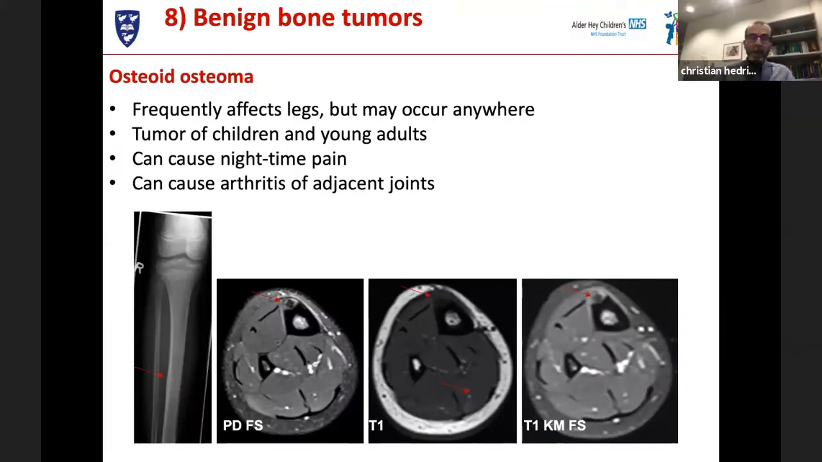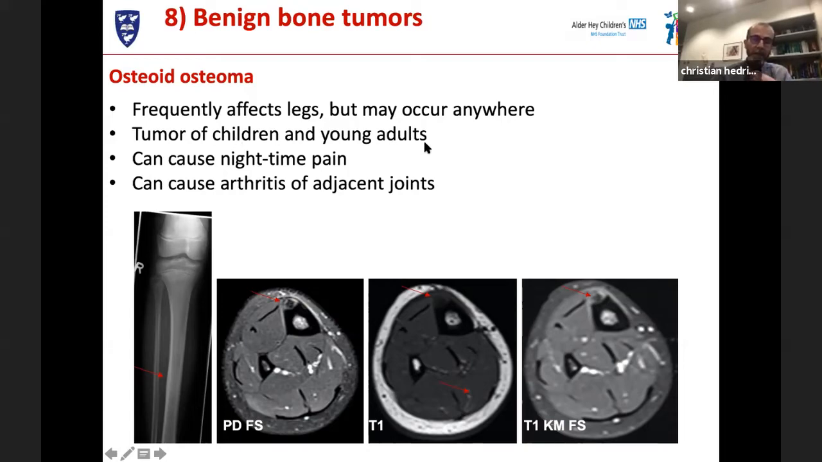Benign bone tumors can cause bone pain and even swelling. One of them is osteoid osteoma. That's a very important differential diagnosis. It frequently affects the legs, but can generally occur anywhere. We had patients with small finger bones affected, or also the vertebral spine affected. It is a tumor that you will see in children and young adults.